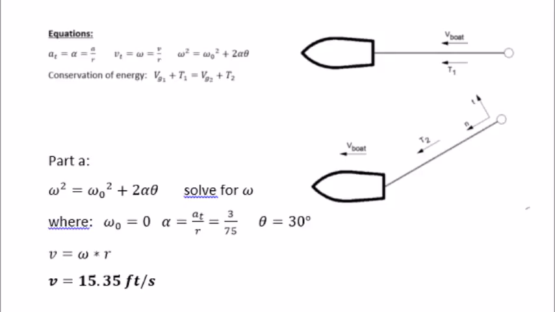One thing to note is that omega naught is 0, so our formula reduces to omega squared is equal to 2 times alpha times theta. Solving for omega and plugging into omega is equal to v over r, where omega is the angular velocity from the previous step, v is the tangential velocity, and r is the length of the rope, yields the magnitude of the velocity of the wakeboarder relative to the boat, which is 15.35.